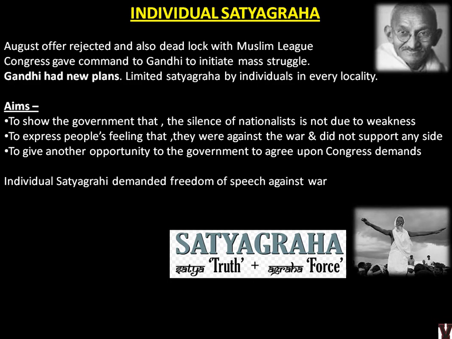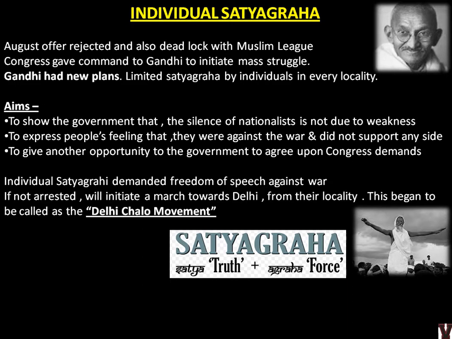Individual Satyagrahis demanded freedom of speech against the war. So basically it is again telling the same thing. We are not supporting anybody in the war. Our only demand is independence. If not arrested, we initiate a march towards Delhi from their locality. This began to be called the Delhi Chalo movement. So you should know the Delhi Chalo movement and individual Satyagraha. Everything is followed by the August Offer in 1940.